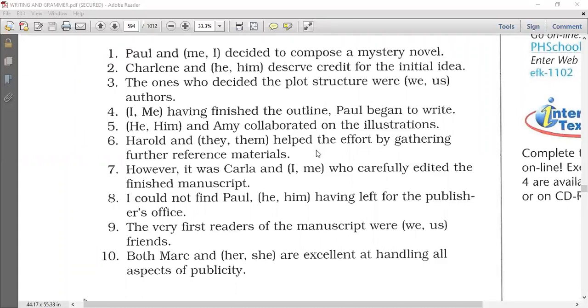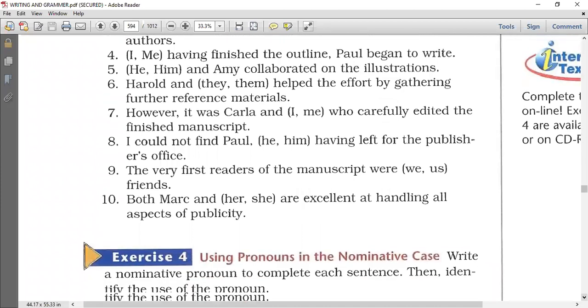Yasmin, sorry, Yasmin Isa'a, okay. Number 3. Us. The ones who decided the plot structure were, here it's nominative, predicate nominative, right? And it should be we. We said after a linking verb, we use the subject, not the object, Yasmin, okay? Why? Because we have a linking verb here. When it's predicate nominative, after a linking verb, we use the subject, not the object. Thank you. I'll move on to exercise.